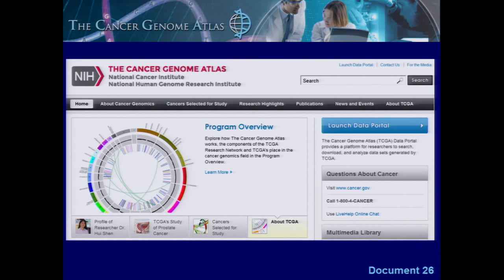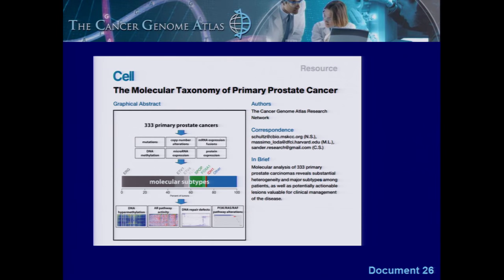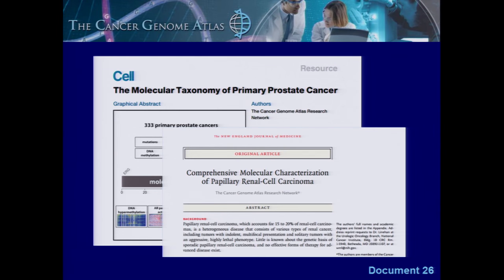In recent months, TCGA papers that came out focused on primary prostate cancer and papillary renal cell carcinoma. These were published in October and November in Cell and the New England Journal of Medicine, respectively. These papers provide new insights into classification and treatment for these tumors in a clinical setting.